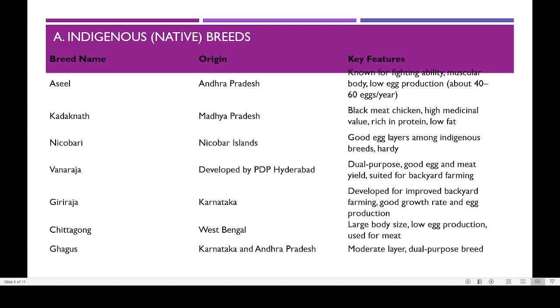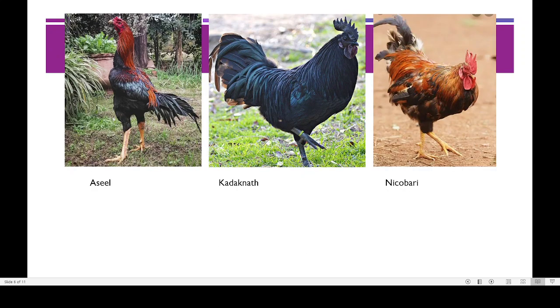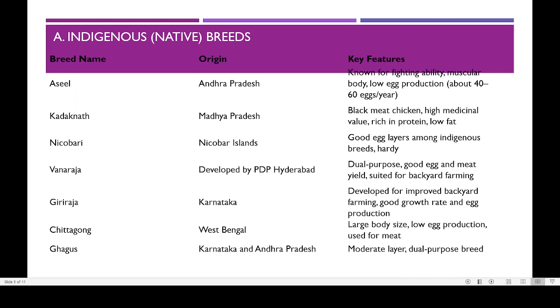Now from Madhya Pradesh we have another breed known by the name Kadaknath. That picture is also here. The second picture is that of Kadaknath, which is present in Madhya Pradesh. It's a black meat chicken, so the meat may be slightly black in color. It is a black meat chicken with medicinal value. The chicken meat is rich in protein and low in fat. So these are some qualities of the Kadaknath chicken.